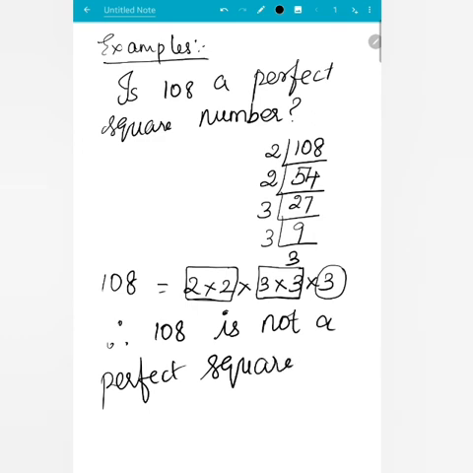For that we have to find the square and square root by another method also, that is the long division method. So we will see the long division method in the next class.